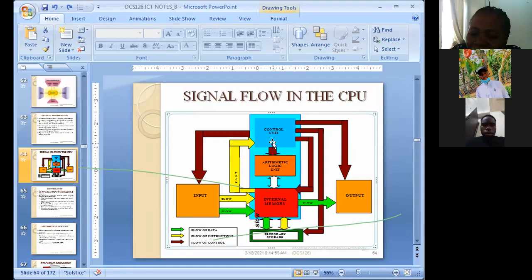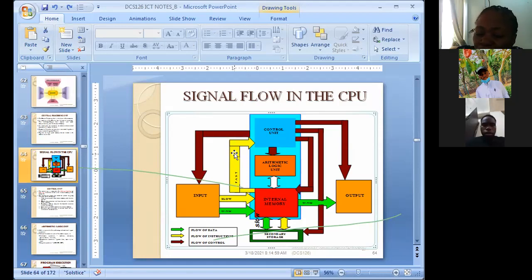The control unit now signals the arithmetic and logic unit. And what does the signal say? Hello, ALU, there is some input that has come in. It is being held in the internal memory. And of course, the address where it is held will also be given. That address would have been supplied by the internal memory.